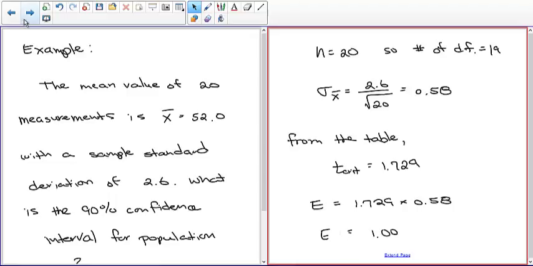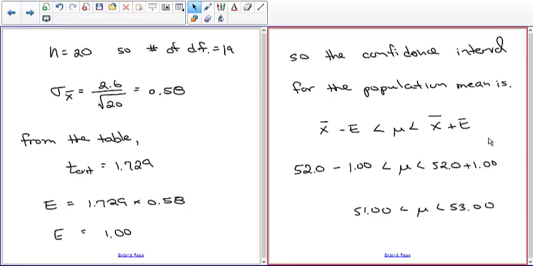So the final step is to show the interval, and that is the sample mean minus the margin of error and the sample mean plus the margin of error. And the mean was 52, so it's 52 minus 1 and 52 plus 1. So that's our confidence interval. What it's saying is we measured those 20 data points, and I have a 90% confidence that the population mean is between these two values.